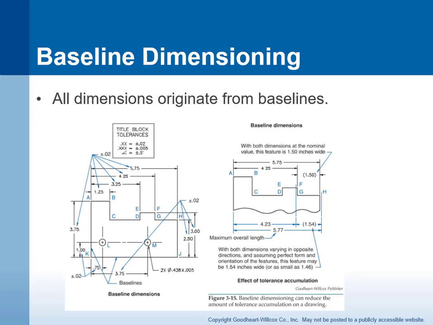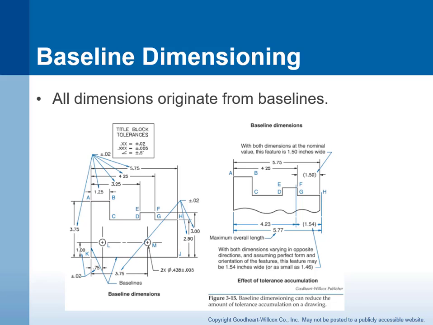This is the case of baseline dimensioning. All dimensions are coming from a baseline. So in this particular part, we have this edge right here, and this edge right here, and then all the dimensions are coming off of that edge. So the 1.25, the 3.25, the 4.25, those are all coming from that edge. So that is known as the baseline dimensioning system.